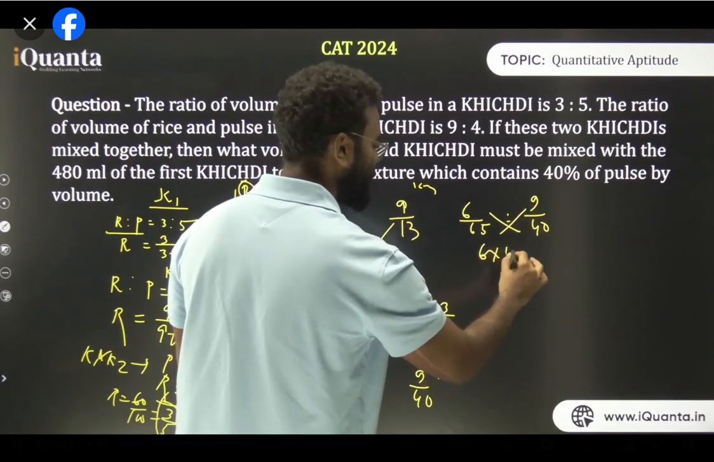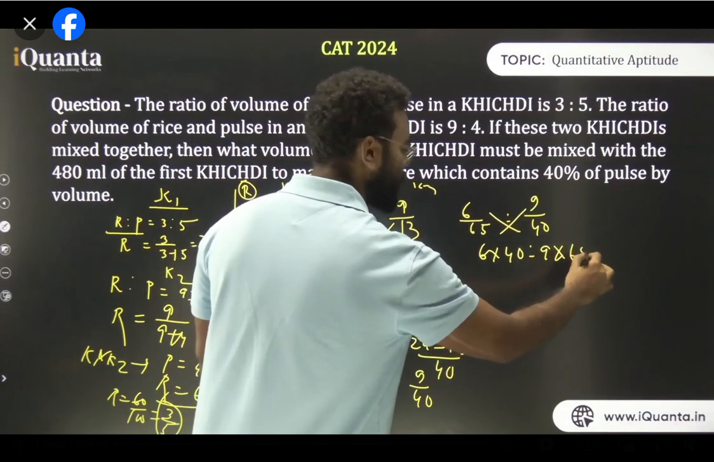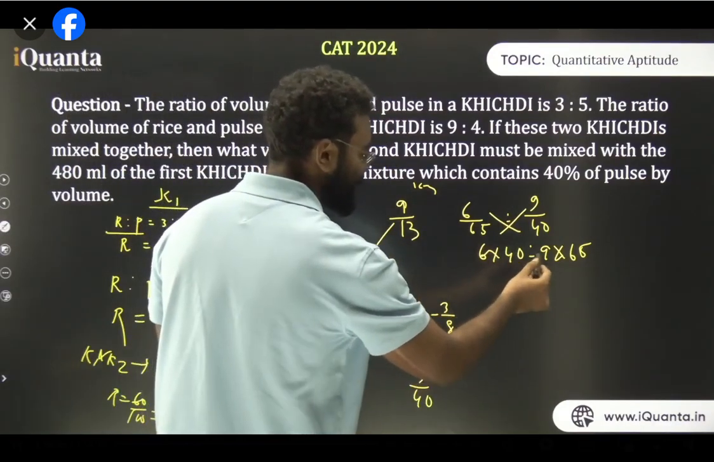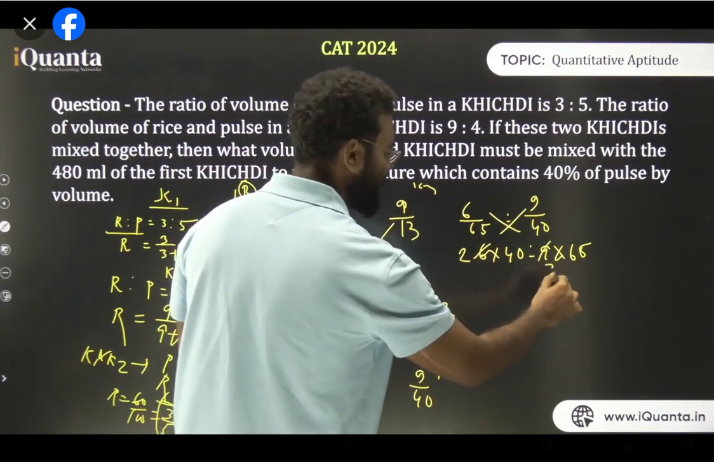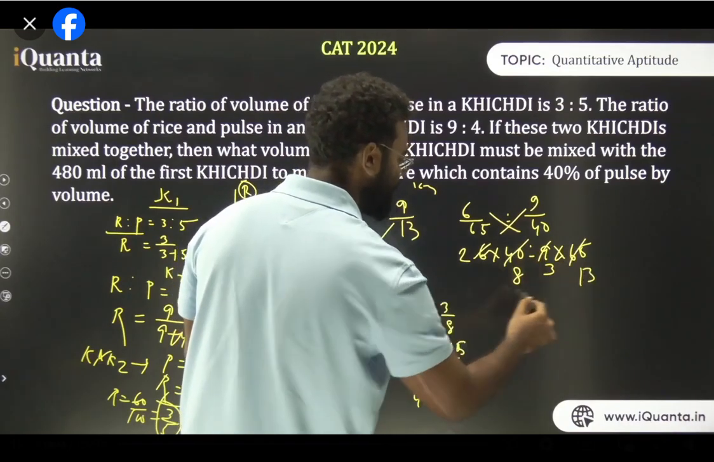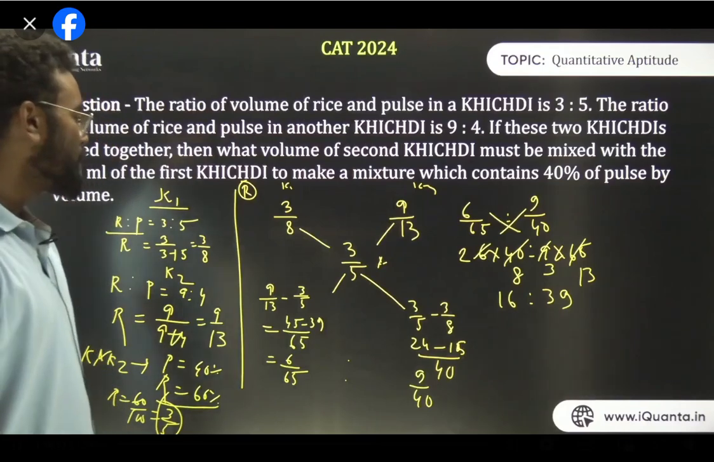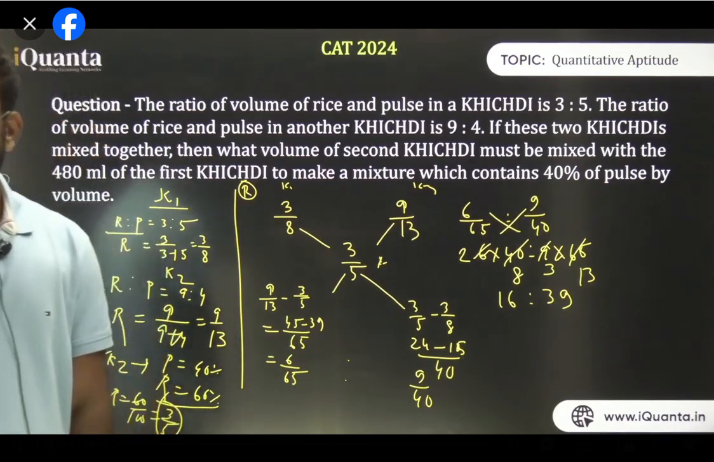So that is 6 into 40 is to 9 into 65. Now just clear it out. The first thing you have to do is clear this. That is 6, that is 3 2s are 6, 3 3s are 9, 5 8s are 40, 5 13s are 65. So it is nothing but 16 is to 39. Am I clear? So the ratio of khichdi 1 and khichdi 2 is 16 is to 39.